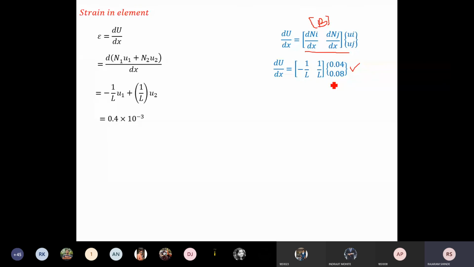Make practice of this. This is simple for this element only, but it is also simple for 2-dimensional and 3-dimensional elements in the form of a matrix. Now the strain is like this. Again you will get the same result, and the stress in the element is E into epsilon, and it is 80 Newton per millimeter square. Any doubt in this problem? If you have a doubt, you can ask me.